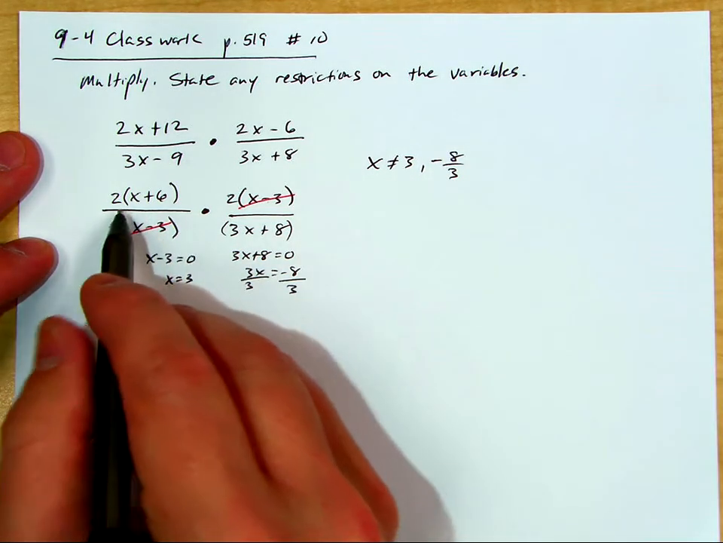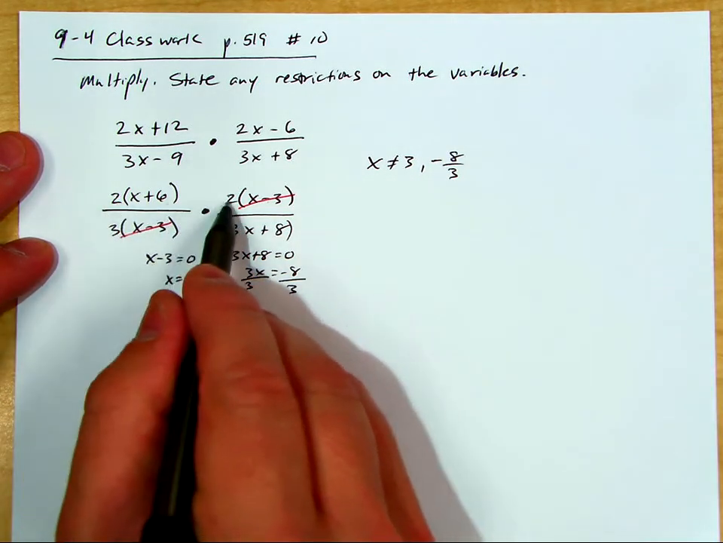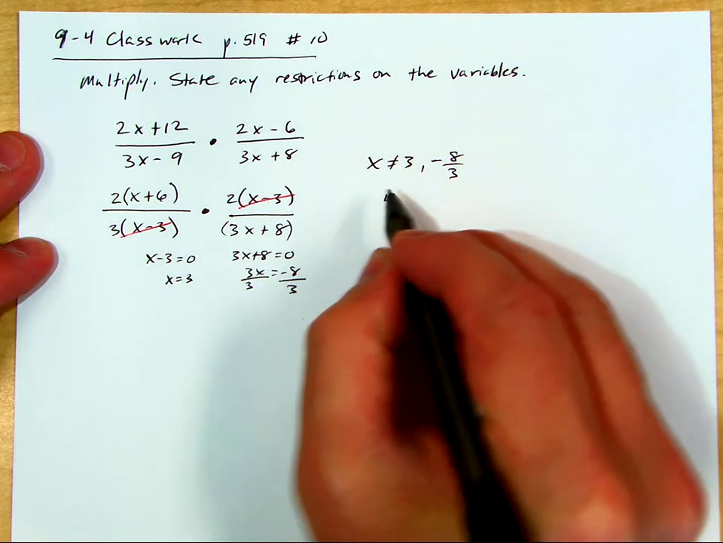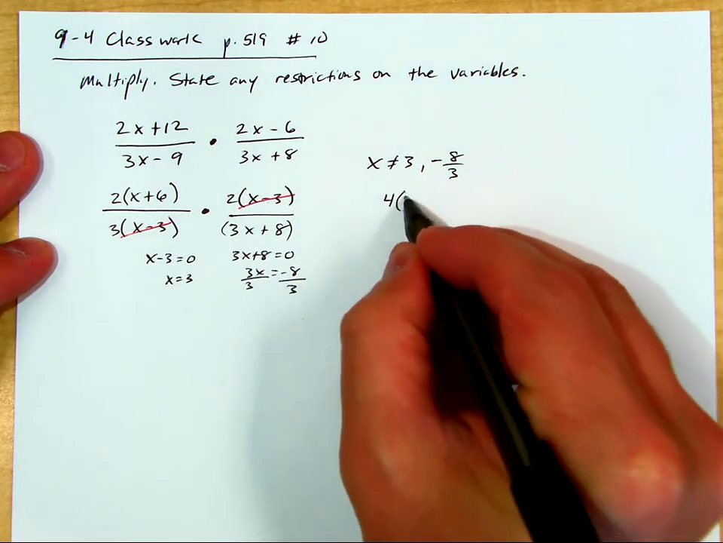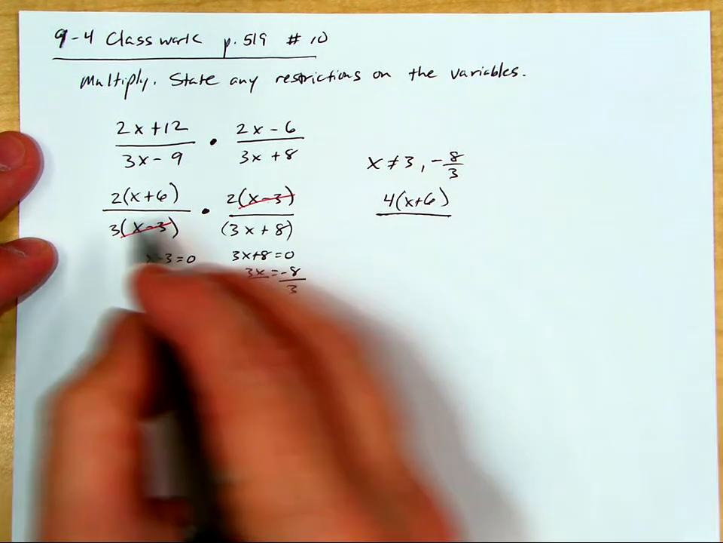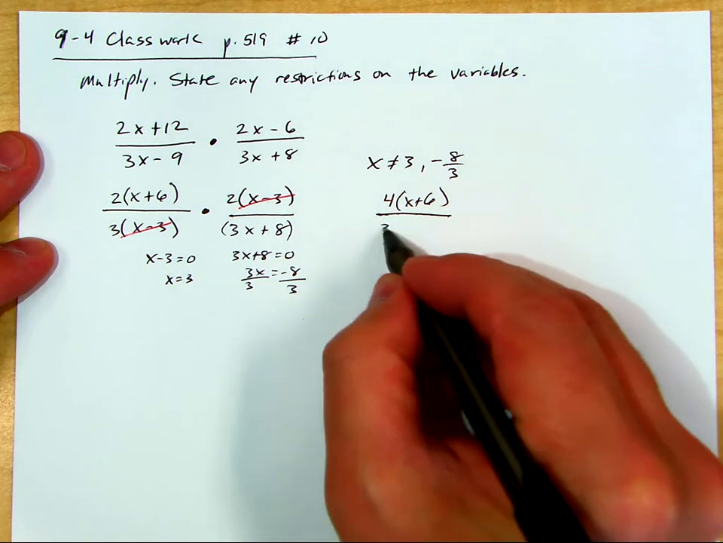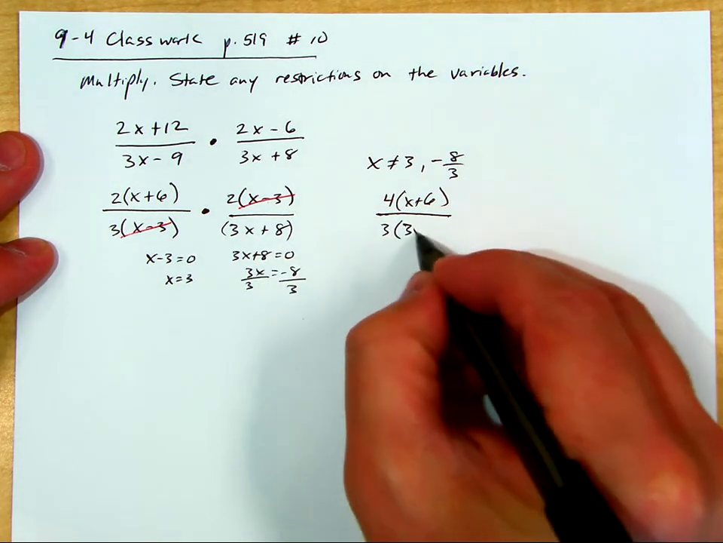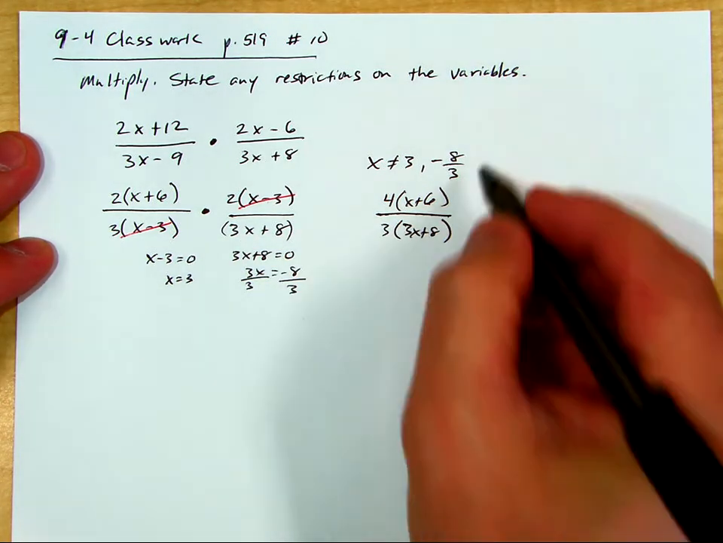And let's rewrite this together. We can multiply back together. 2 times 2 is going to be 4, and times quantity x plus 6. 3 on the outside, 3x plus 8 on the inside. Done.